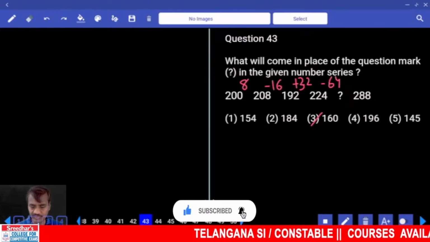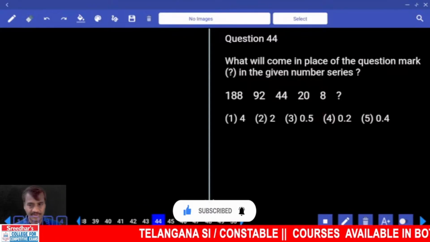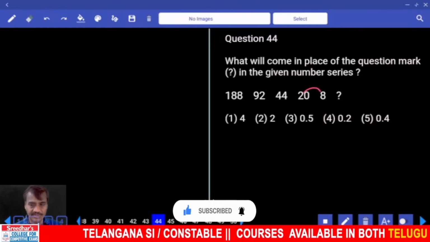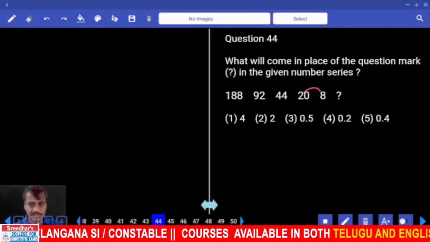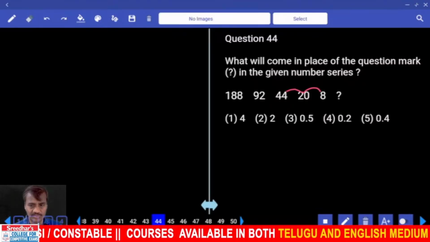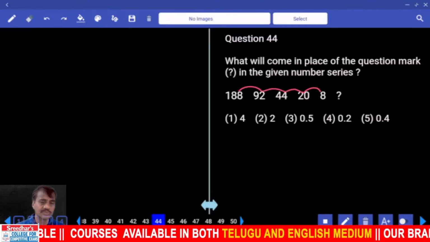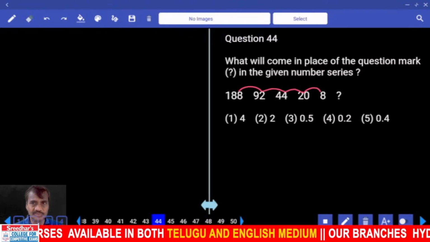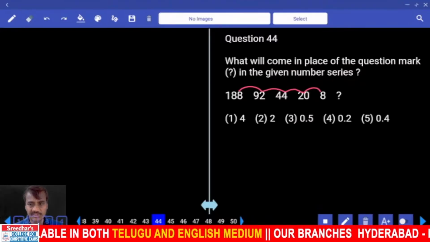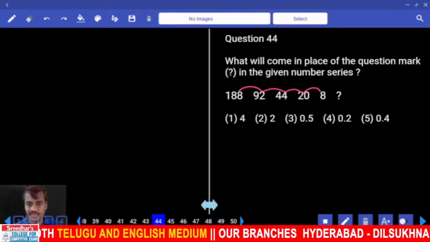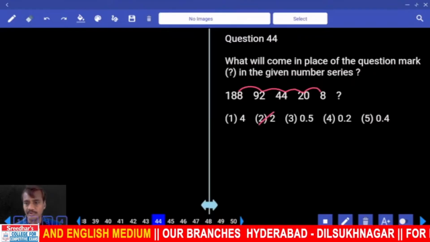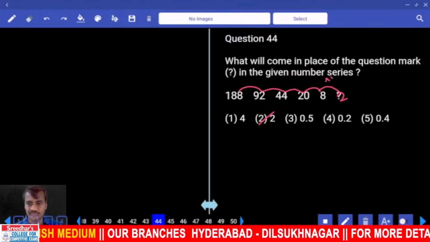Now in this 44, now 8 and 20. 8 into how much? Something into 2 plus 4 must be 8. That means 8 minus 4 divided by 2. What is the number we have? 2. Now 2 into 2 plus 4.